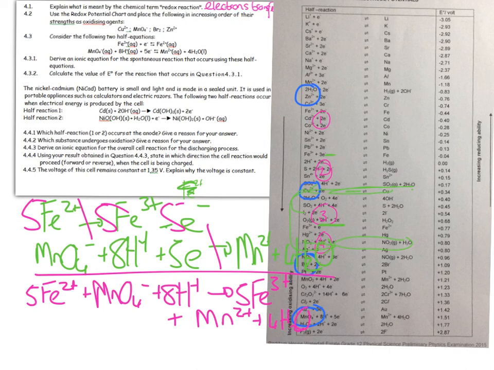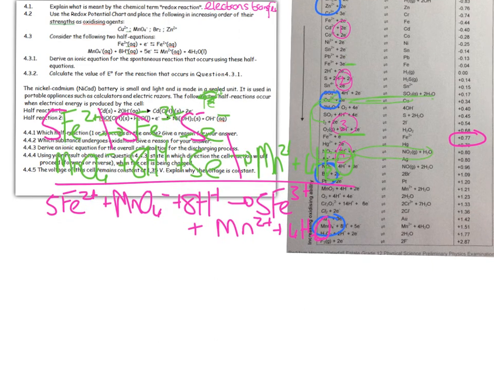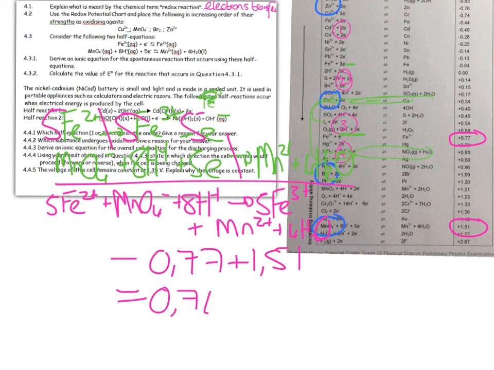Now it says I need to derive the balanced half equation from that. So what are we going to do? We're going to look at this 3 plus situation over here, which is going to be plus 0,77. I've just written that backwards. So it's going to be negative 0,77, and I wrote the permanganate one forward, so that's going to stay the same, plus 1,51, and I land up with a potential difference of 0,74 volts.